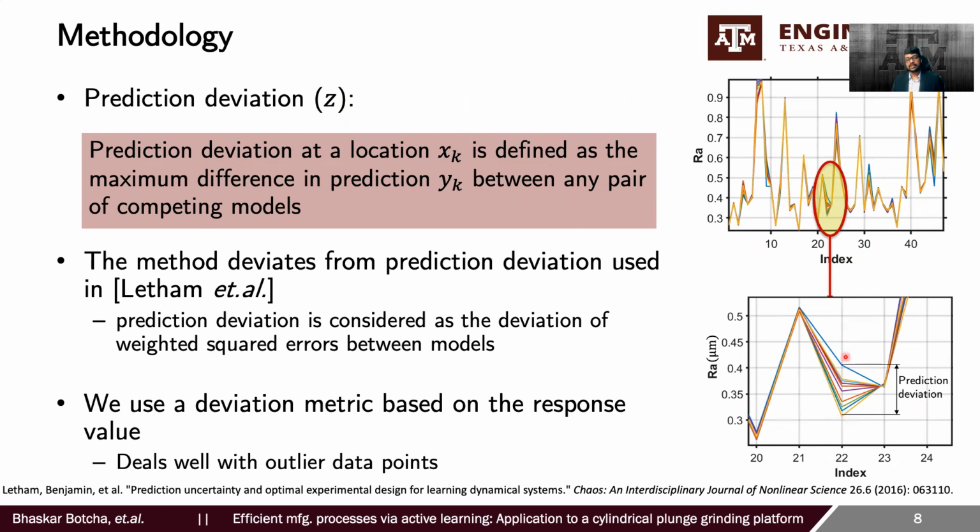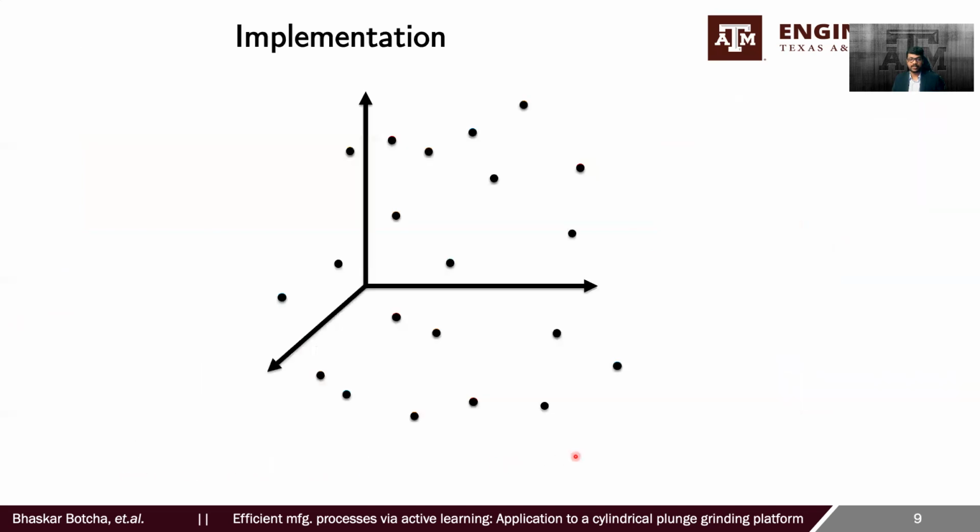And we define prediction deviation for each step as the maximum prediction deviation at any location. The method deviates from the prediction deviation used in another paper, which we have adopted this method from. So there, the prediction deviation is considered as the deviation of weighted squared errors over different models which we are using. But here, we use a deviation metric based on the response value, and not any of the weighted squared errors of the competing models. So we'll see later that it deals really well with outlier data points.